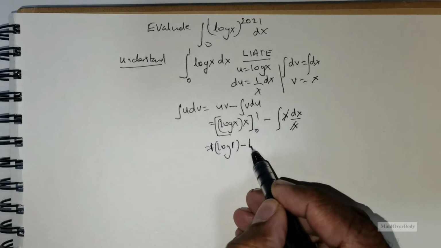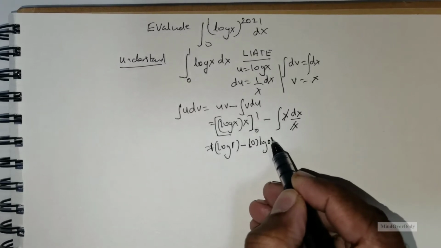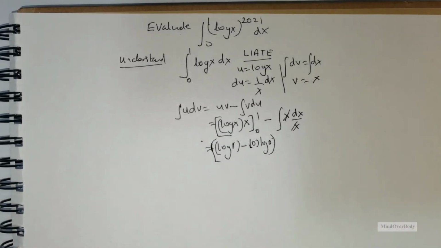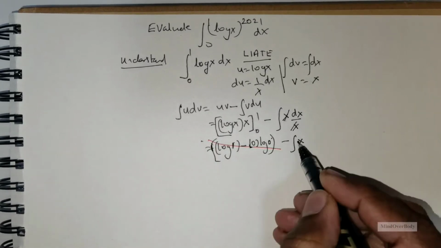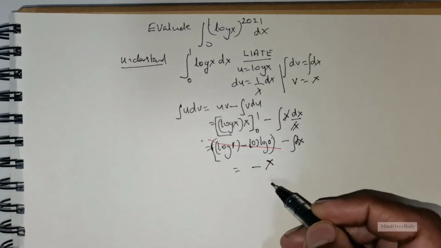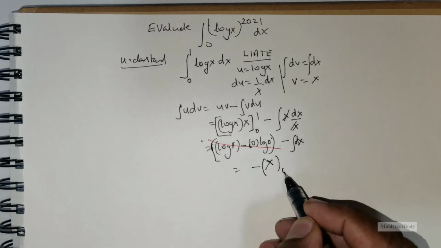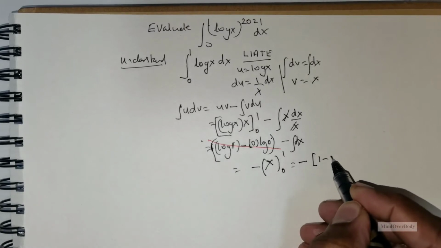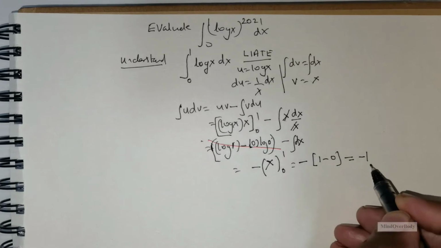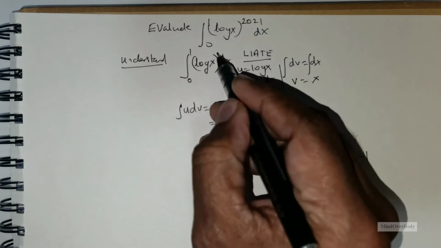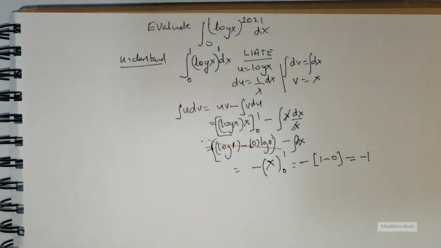I substitute the limits: log 1 is 0, and at the lower limit we get 0 times log 0. So clearly this is going to get cancelled, right? So you can cancel this off, followed by negative integral of dx. Now this is going to give me negative of x within the limits 0 to 1, which would mean negative of 1 minus 0, which is equal to negative 1. This is what I get for the first term, when I have log x raised to the power 1. That is very important, you have to note that.